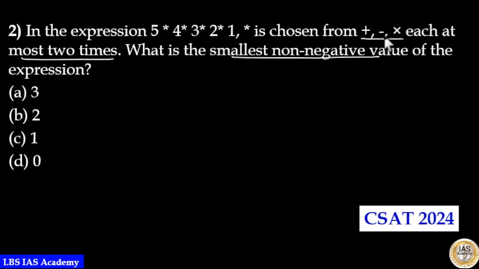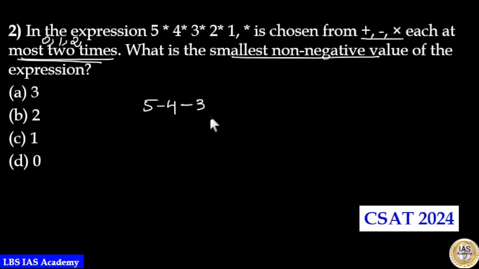To get minimum value, use subtraction between largest numbers. That is, use subtraction between 5 and 4 and also use subtraction between 4 and 3, because we can use a sign at most 2 times. That is, it can be up to 0 times, 1 time, or maximum of up to 2 times. Now, 5 minus 4 minus 3 is equal to minus 2.